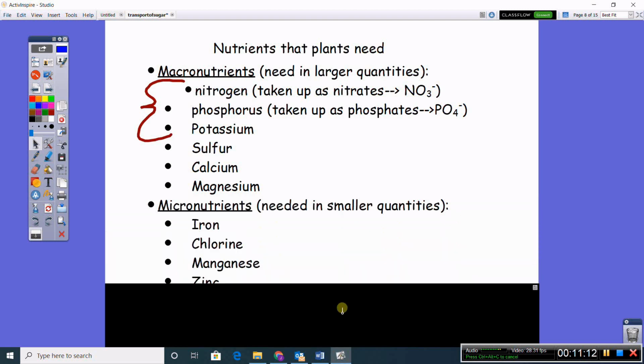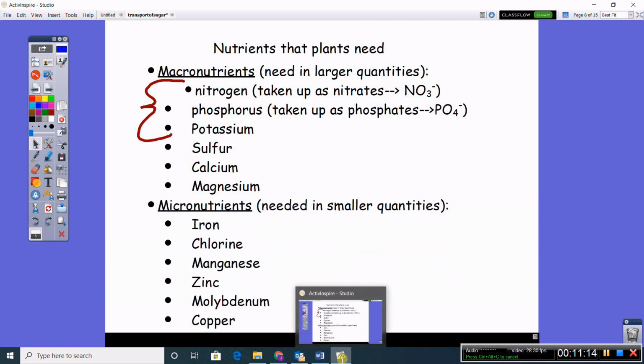Sulfur, calcium, magnesium, also important for plant growth. Okay, there are some elements that plants need in smaller quantities, like iron, chlorine, manganese, zinc, molybdenum, and copper. Again, I wouldn't worry about memorizing that for right now, but I do want you to keep in mind that these three elements are probably the most important nutrients that the plant needs.